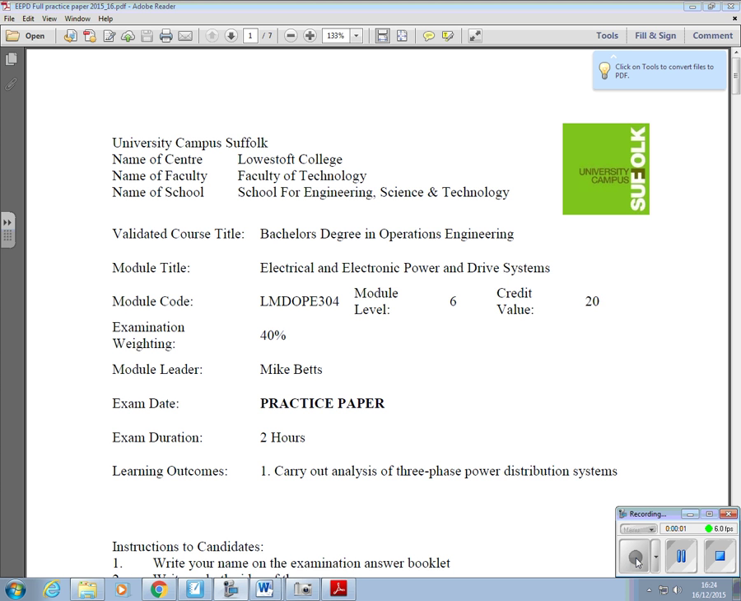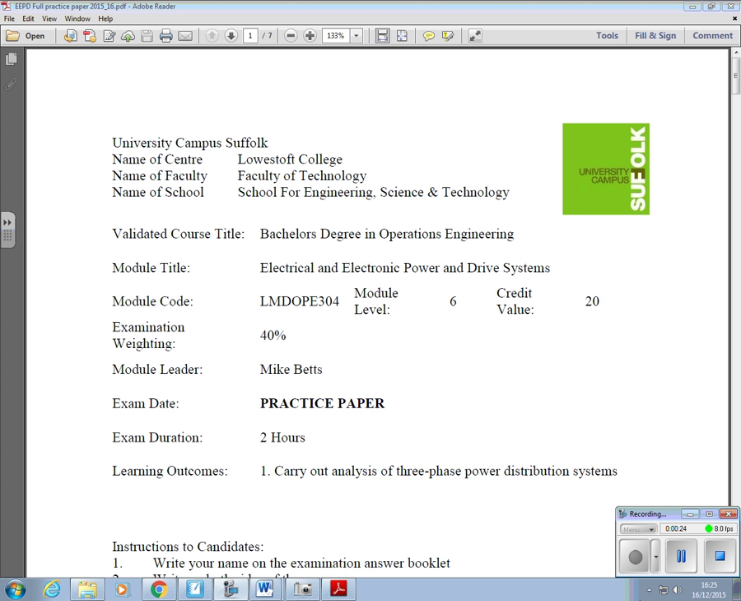Right, gents, and for those on the video, I'll record this as well. We're going to talk through the practice paper, so you get a look at what the real paper looks like, and have a chat about exam technique and such like. The exam duration is 2 hours.